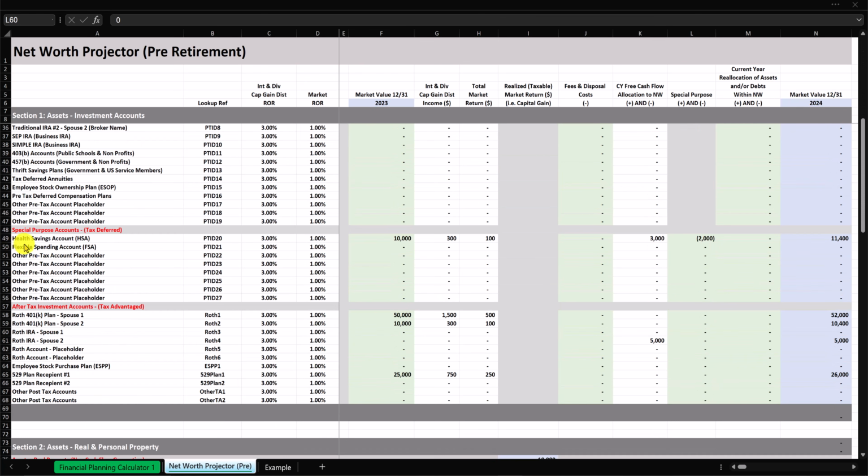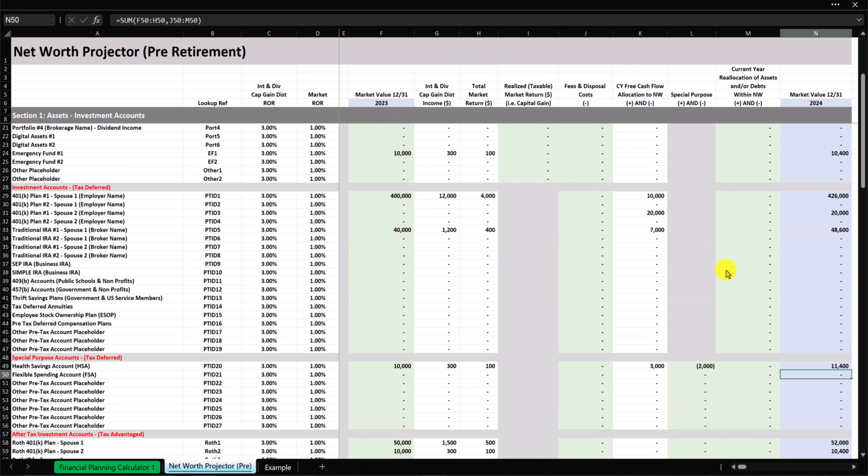If we go down here to a health savings account row as an example, this is saying we had a $10,000 balance at the beginning of the year. We had $300 in interest and dividends going into that particular portfolio, $100 of market return, a $3,000 contribution, that is a pre-tax contribution to an HSA. And then this right here would say that we took a distribution of $2,000 from the HSA to arrive at a net worth value at the end of the year of $11,400. So if I double click on this one, this does include this decrease right here of $2,000 that was taken out of the HSA, presumably used for medical purposes.